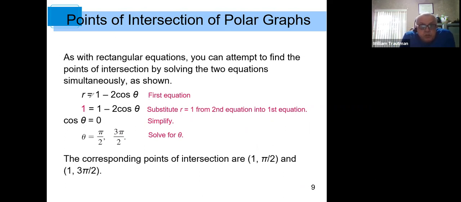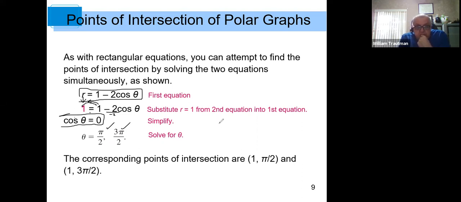Here's our r equals 1 minus 2 cosine theta, and we know r equals 1, so we just substitute 1 into here. Bring the 1 out, and you end up with 0 equals negative 2 cosine theta. Divide both sides by negative 2, and you just get cosine theta equals 0, which is at pi over 2 and 3 pi over 2.